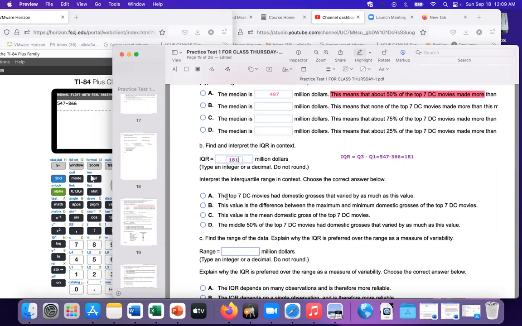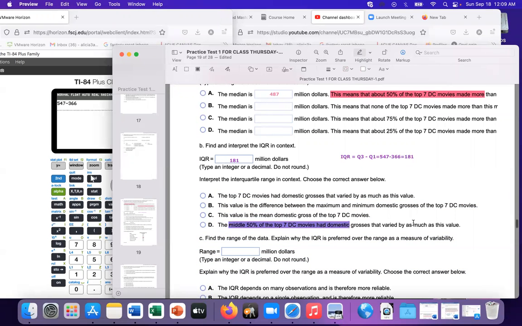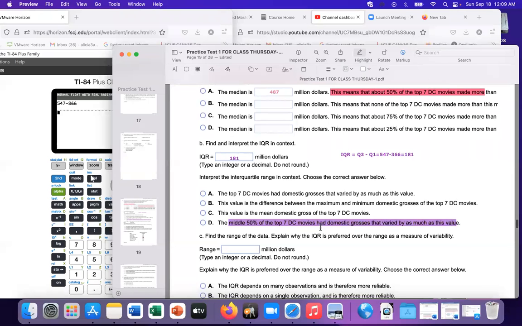Excellent. So interpret it. So what is the interquartile range? Quartile 3 would be 75% or less than. Quartile 1 is 25%. It's the middle 50%, y'all. So that represents the middle 50% of the DC movies had domestic box office between those values. All right, it's part B, it's just not cooperating.